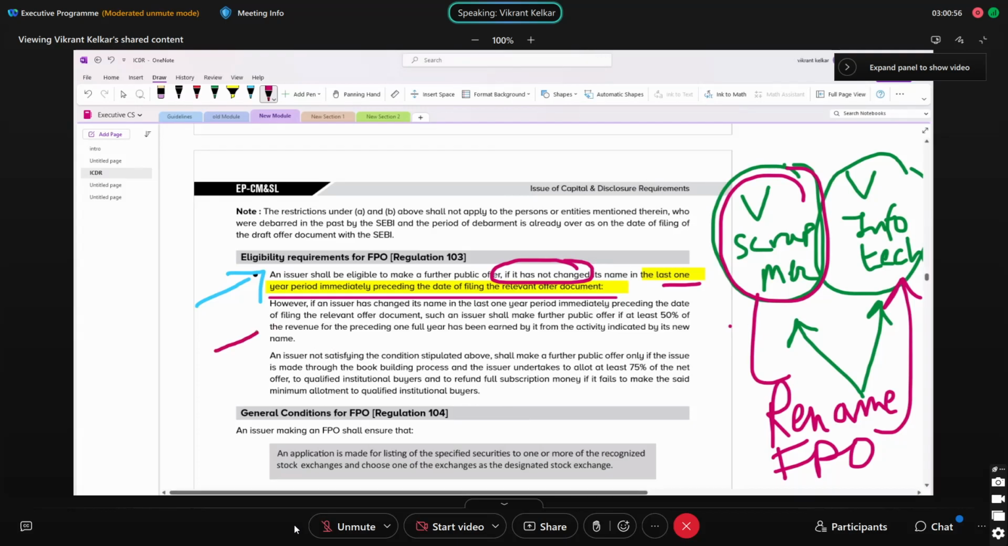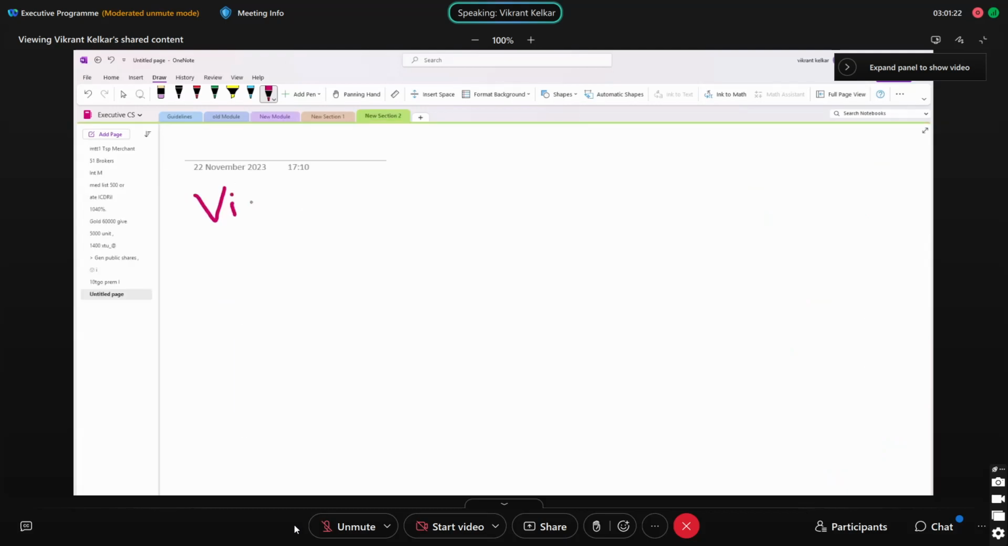So the point is, however, if an issuer had changed its name in the last 1 year period immediately preceding the date, then the issuer may make a further public offer only if at least 50% of the revenue of the preceding one full year is earned by the activity indicated by the new name. So what is the twist? Check out. Suppose what was my original business? Vikrant Scrap. And how much am I earning by selling scrap? Suppose this is my P&L, and my sales are 200 crore.